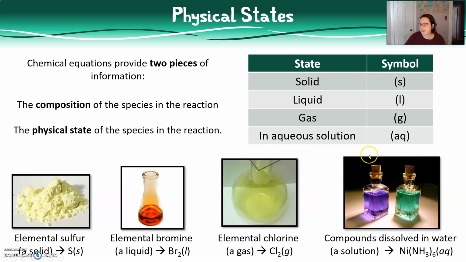The 4th state label, aq, is used to indicate when an ionic solid or molecular compound is dissolved in water as individual ions or separate molecules, creating an aqueous solution of the substance. Pronounced aqueous or sometimes aqueous, depending upon where you learn it from.